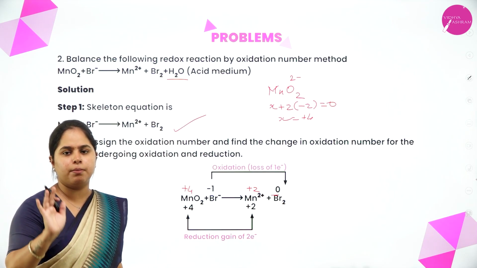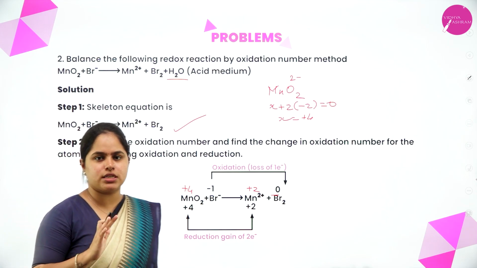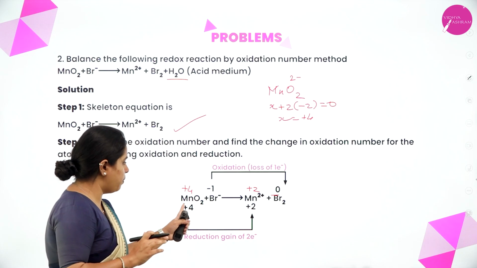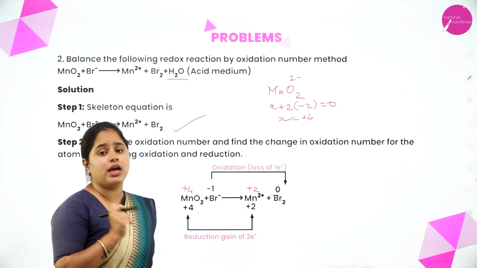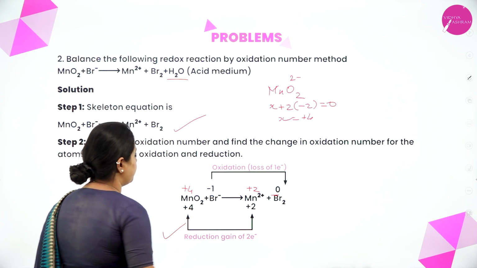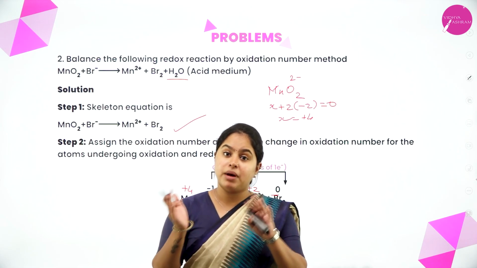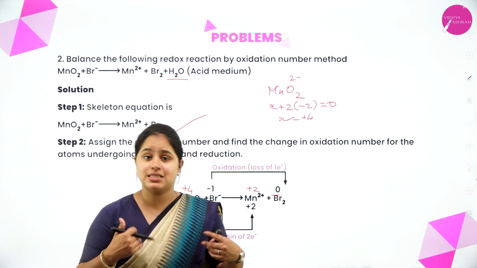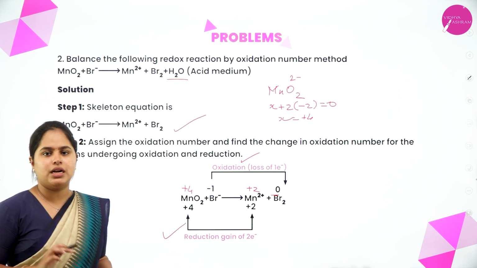Fine, the oxidation numbers are calculated. Now we have to identify which is undergoing oxidation and reduction. Manganese from plus 4 has reduced to plus 2. The oxidation number has decreased, so it is undergoing reduction. And bromine from minus 1 has increased to 0. The oxidation number has increased, so here oxidation is taking place. So that is identified.